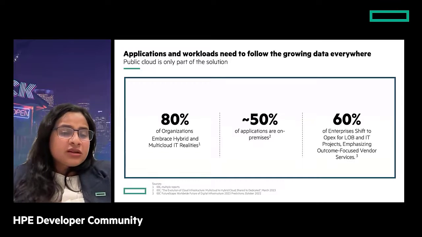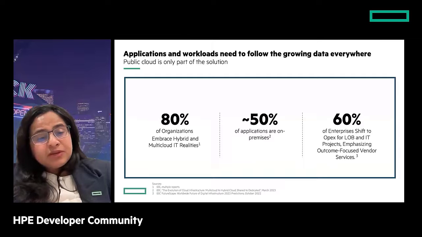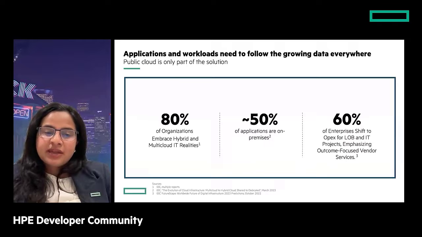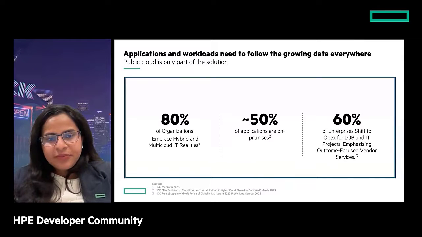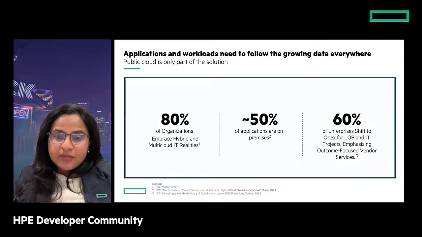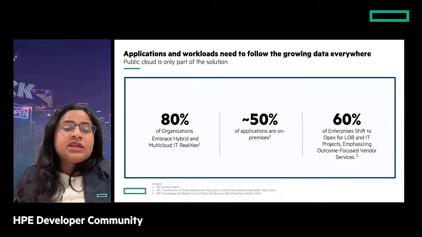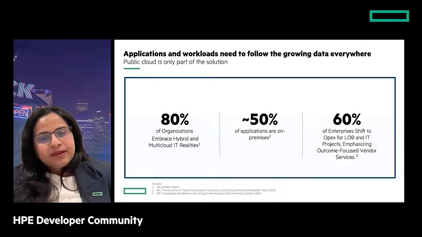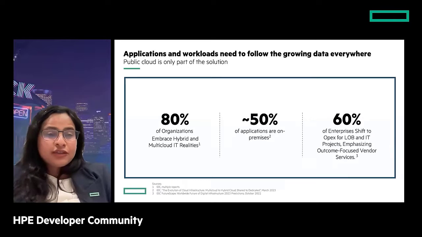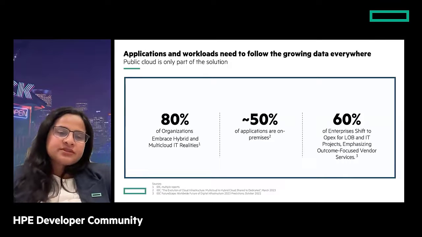So is public cloud the only solution today? No. As per multiple reports from IDC, we have seen that 80% of organizations embrace hybrid and multi-cloud IT realities. 80%, and only 20% are on the public cloud. More than 50%, or approximately 50%, of applications are on-premise. And 60% of enterprises are shifting to OpEx for line of business and IT projects, emphasizing more outcome-focused vendor services.